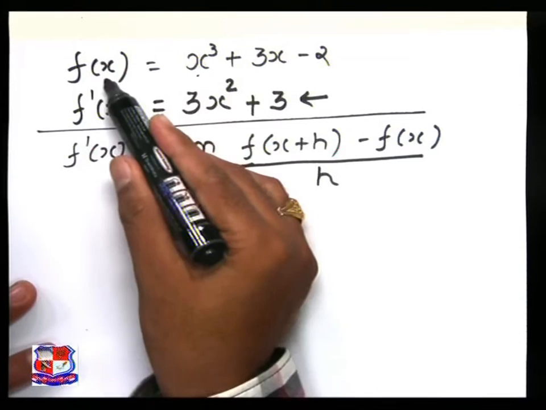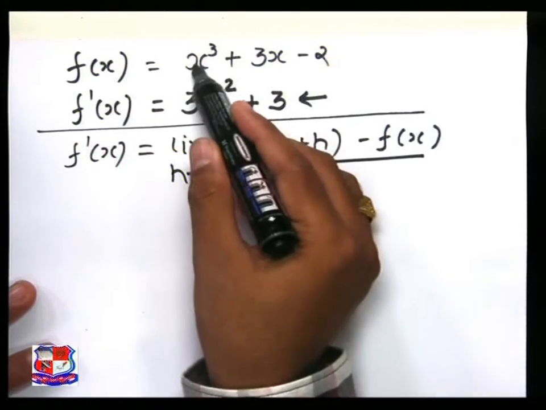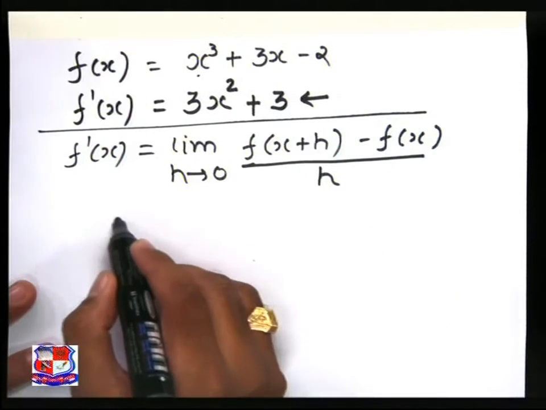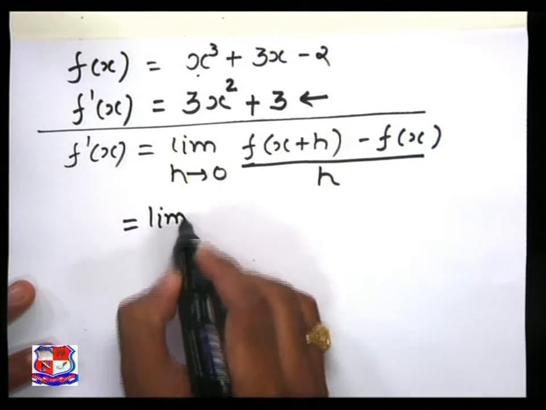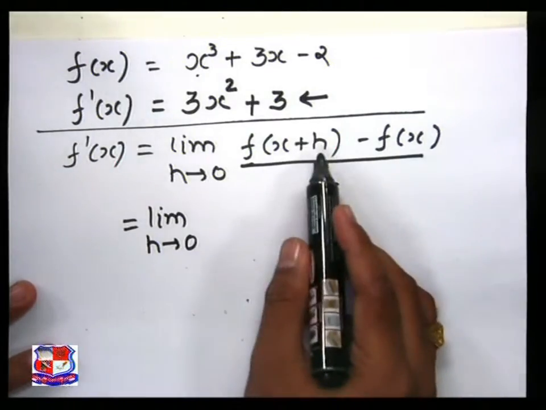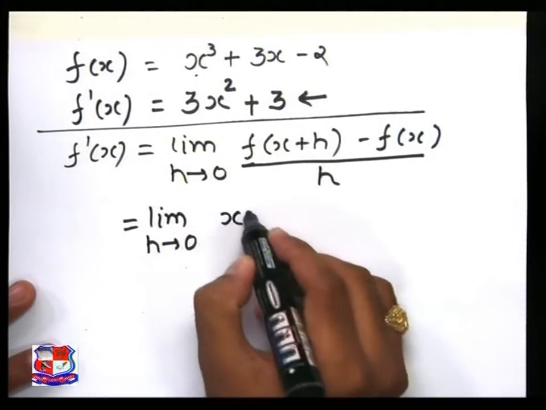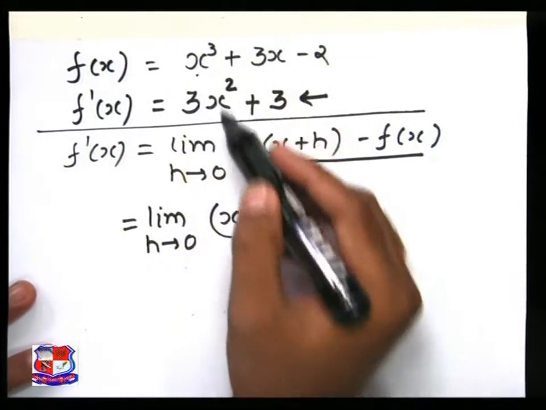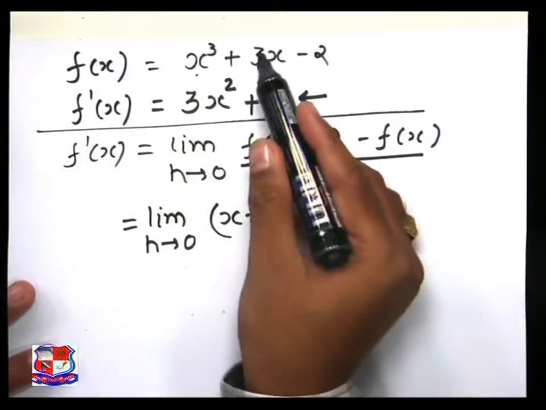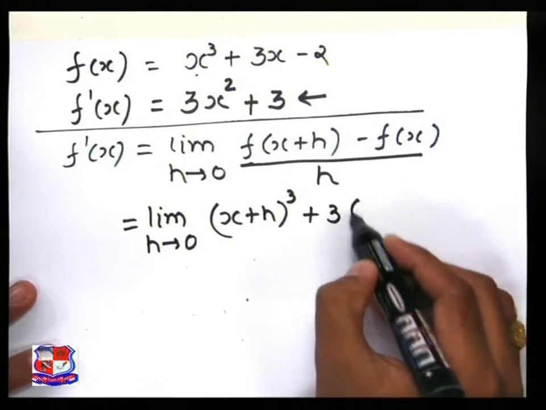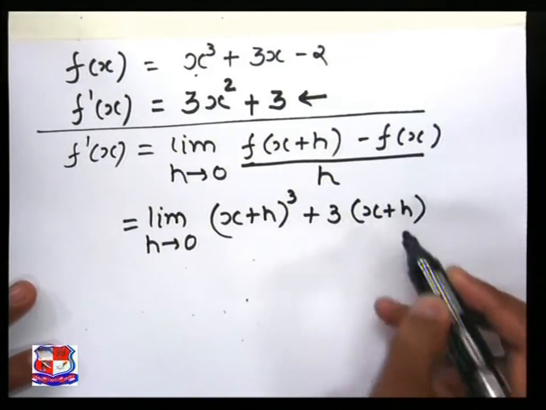So convert f of x to x plus h. So whenever x, that is replaced by x plus h. So we can write h tends to 0, x plus h, here x cube becomes x plus h cube. So replace x by x plus h. Here again 3x, so it becomes now 3 x plus h.